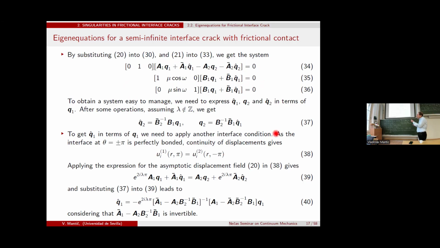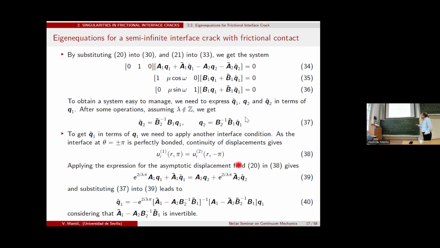We would need to simplify the system. We need to express, for example, q1 half, q2, and q2 half as a function of q1. After some operations, we arrive at this expression, and additionally, we impose continuity of displacement in the perfectly bonded part, which leads to this expression using the representation of displacement in the Stroh formalism.